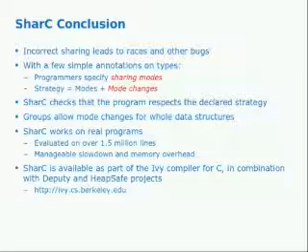So to conclude, incorrect sharing leads to data races and deadlock and some other bugs. But with a few simple annotations on types, Sharc allows a programmer to specify sharing modes for objects, but also to specify where in the program the sharing modes for the objects change. And then Sharc will check that the program actually adheres to the declared sharing strategy with a combination of static and dynamic analysis. And we've tried Sharc on a bunch of real programs and observed some manageable slowdown and memory overhead. And we've released the tool, and it's available at this URL.